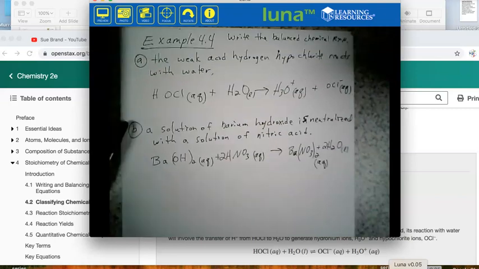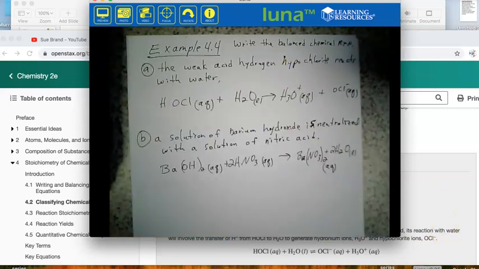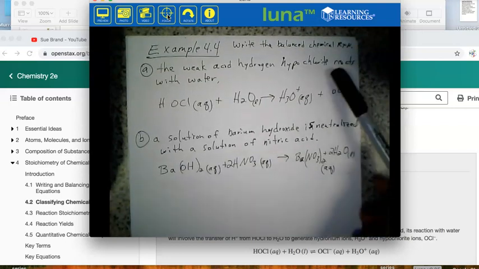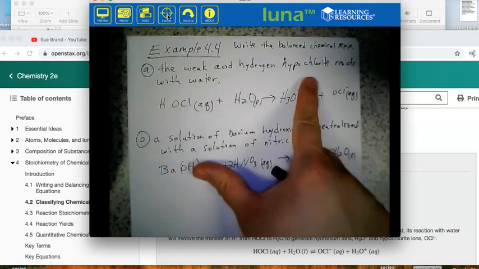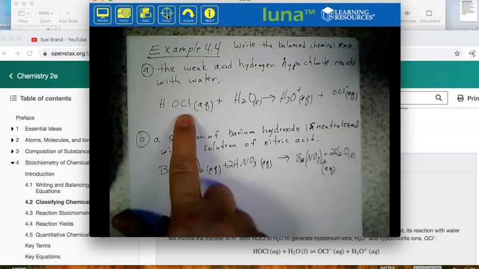Here's the question again. Let's see if that helps a little bit. All right, so here's example 4.4. It says write a balanced chemical reaction. So we're starting out with a weak acid, hydrogen hypochlorite, reacts with water. So this is hydrogen hypochlorite.